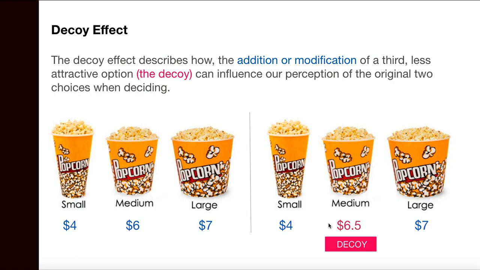So now let us go to the definition and see what this decoy is. The decoy effect describes how the addition or modification of a third, less attractive option, which is the decoy, can influence our perspective of the original two choices when deciding. And that's what we see: how the introduction of this decoy influenced people's decision making, choosing another option when compared to the initial option that they wanted to select.